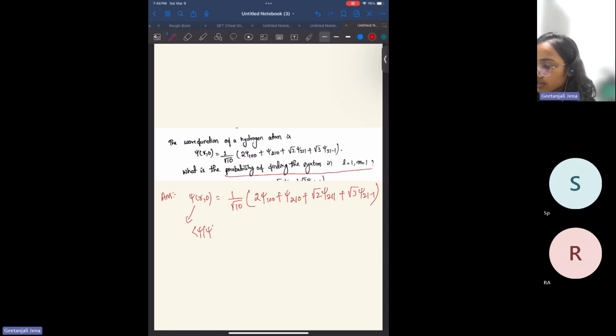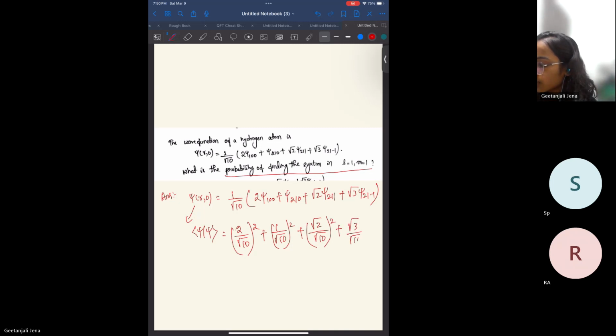So let's see. This will be (2/√10)² plus (1/√10)², and so on. If you see, it is normalized. So that means the probability will be given by the coefficient.